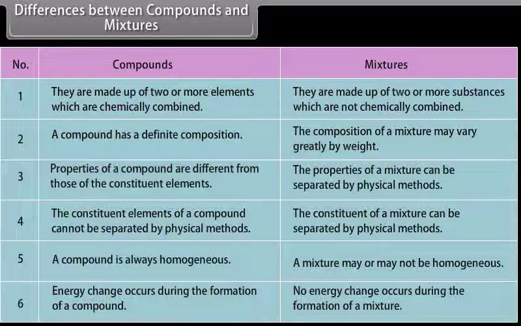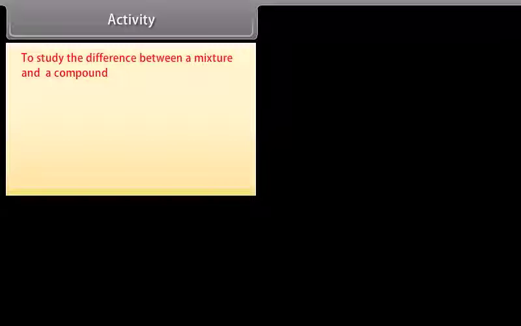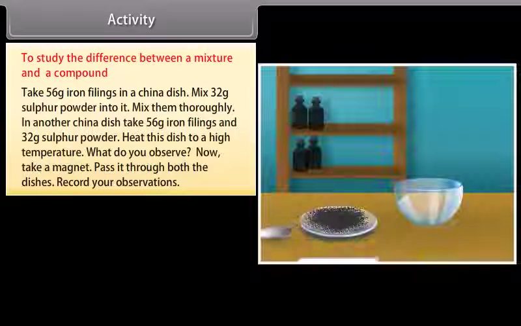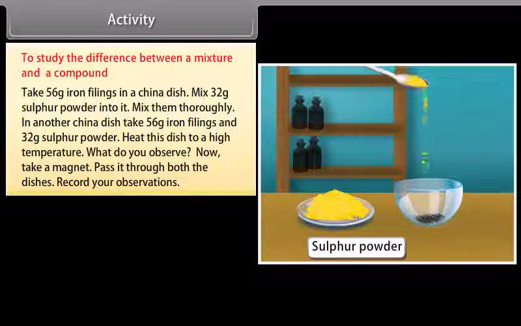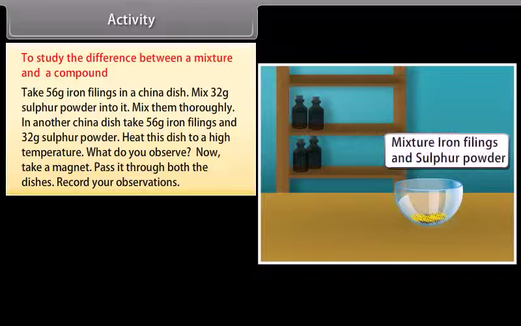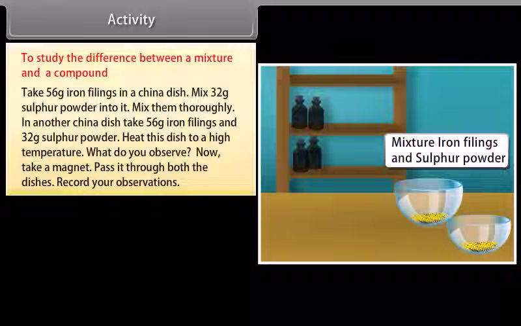Differences between compounds and mixtures. Activity. To study the difference between a mixture and a compound, take 56 grams of iron filings in a china dish. Mix 32 grams of sulfur powder into it. Mix them thoroughly. In another china dish, take 56 grams of iron filings and 32 grams of sulfur powder.